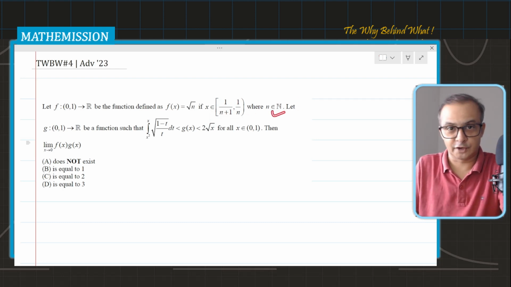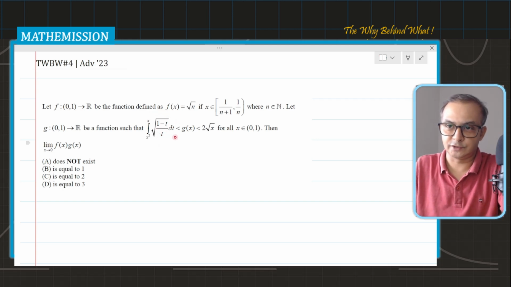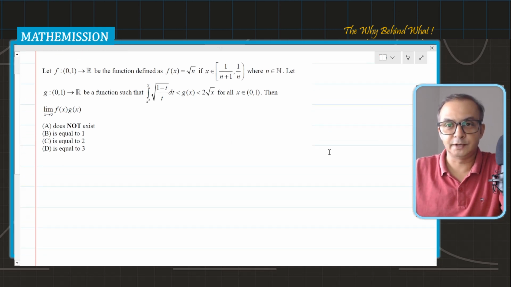And I have another function g which is defined in the same interval as f, 0 to 1 to R. And this is the inequality given for g(x): the left hand side is the integral from x squared to x, and the integrand is the square root of (1 minus t) over t. And the right hand side of this inequality is twice root x, for x belonging to 0 to 1. So we have to evaluate the limit of the product of f(x) and g(x).